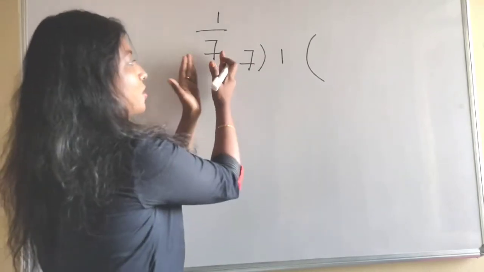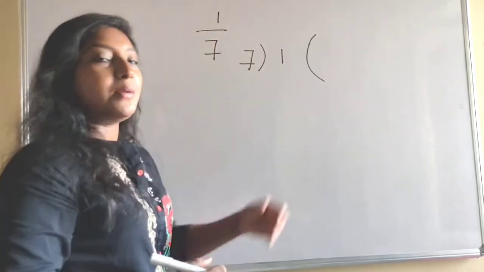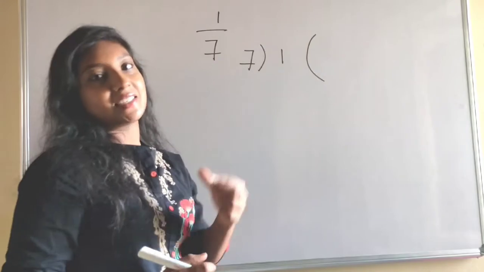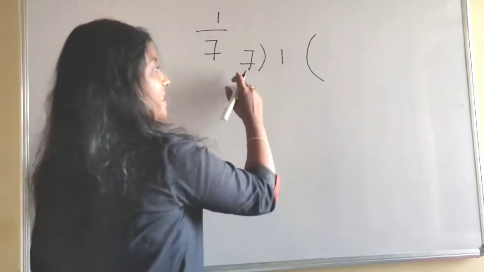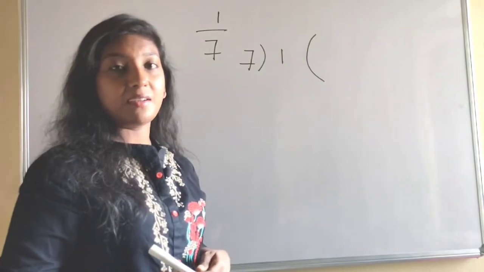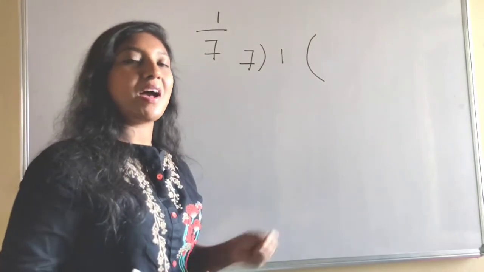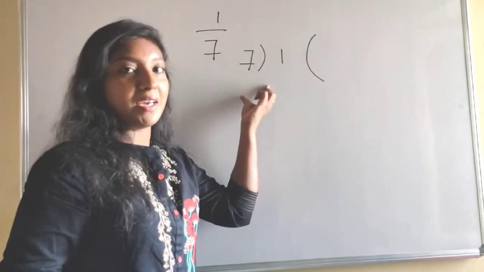Now always the denominator value will be outside and the numerator value will be inside. Now let us see how we will divide this. So can we divide 1 divided by 7? Can we divide it? No, it's not possible. We cannot divide a smaller number by a bigger number.